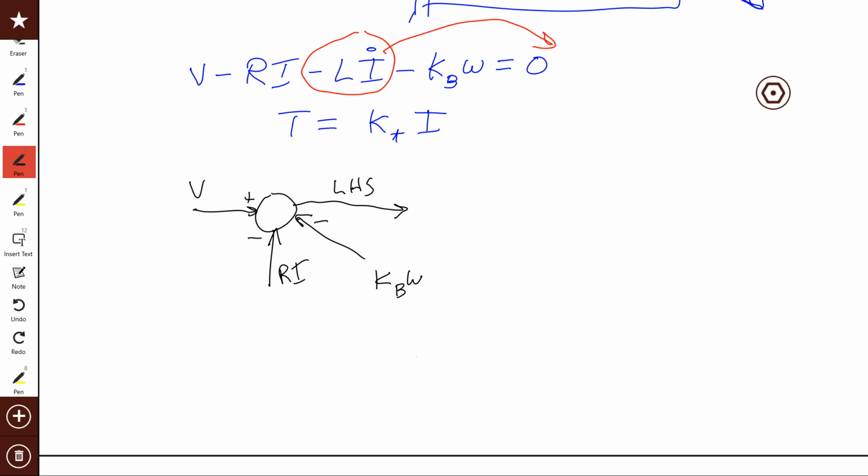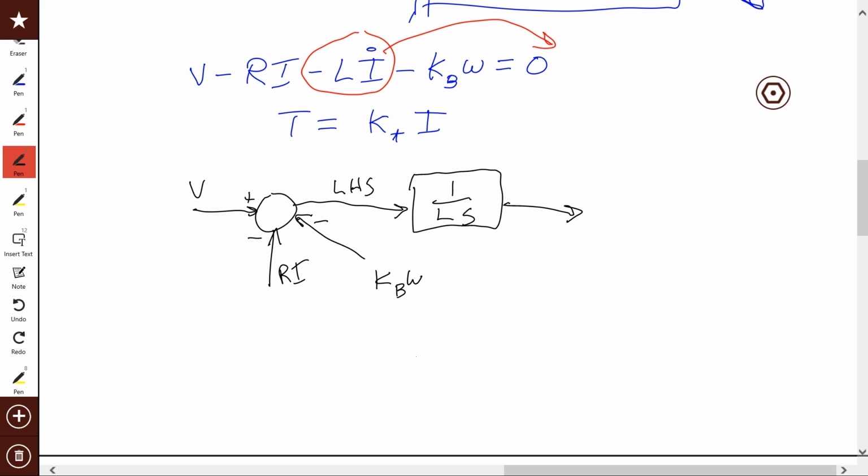Yeah, I could divide by L and then divide by S, or you can divide by L-S, whatever. Shall we do it all in one? Divide by L-S? Okay. So is that a circle or what? It's a square. Okay, so you put a rectangle in here. And you put 1 over LS. Okay, then what comes out of here? I, right? That's I.